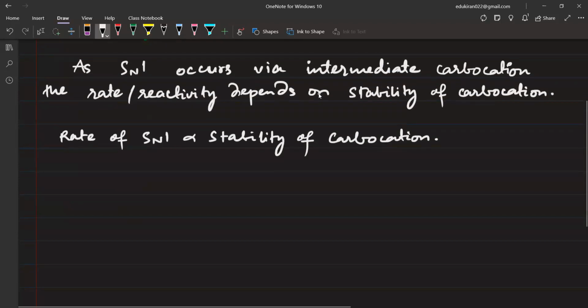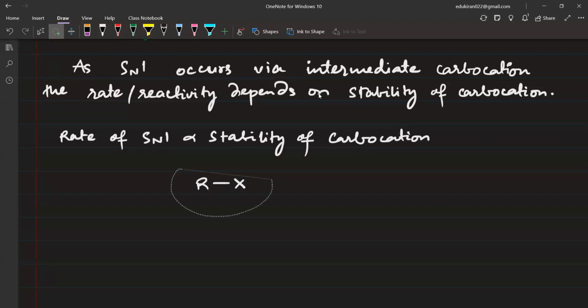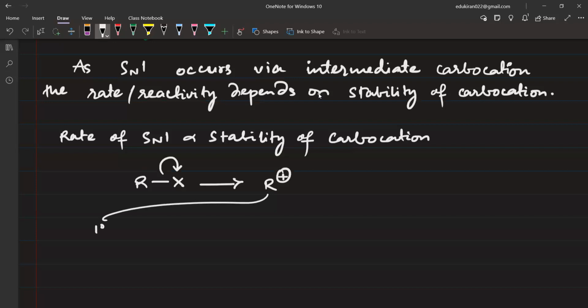Now if you look at the carbocation, it is formed when the halogen atom is removed. So you have R bonded to X, and when this R-X bond breaks, we form a carbocation with the carbon atom that is connected to halogen. It gets a positive charge. Now there are a few types of carbocation that we can have. We can have a 1 degree carbocation, 2 degree carbocation, 3 degree carbocation. So these are the major ones.